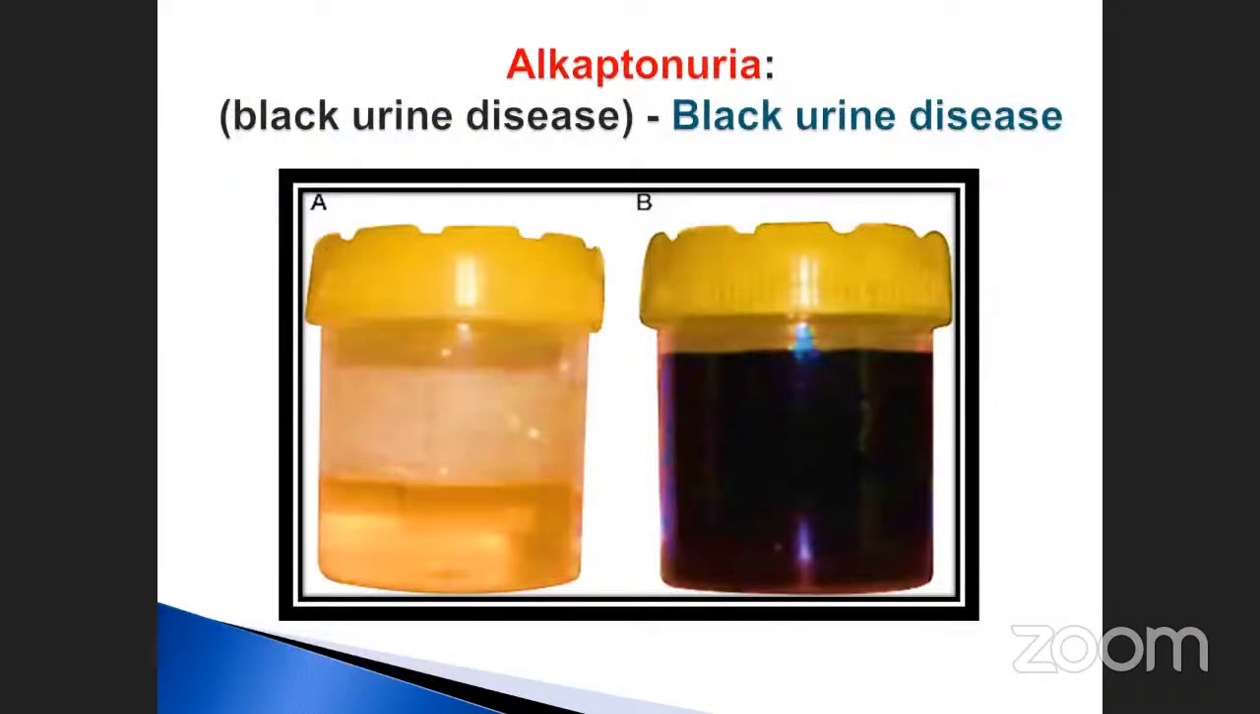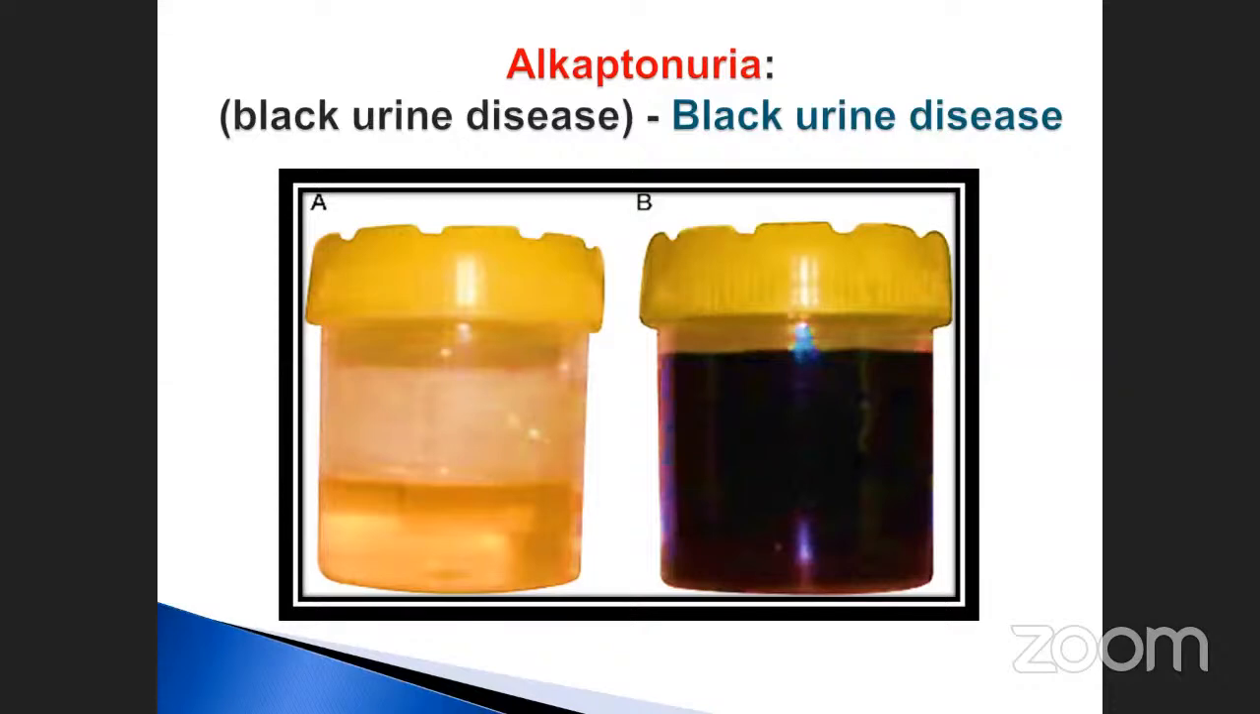See here, this is the normal urine. When it is exposed to the air or atmosphere, what happens? It turns black in color. That condition is called alkaptonuria. How does it take place? The conversion of phenylalanine into tyrosine takes place with the help of the enzyme called phenylalanine hydroxylase.